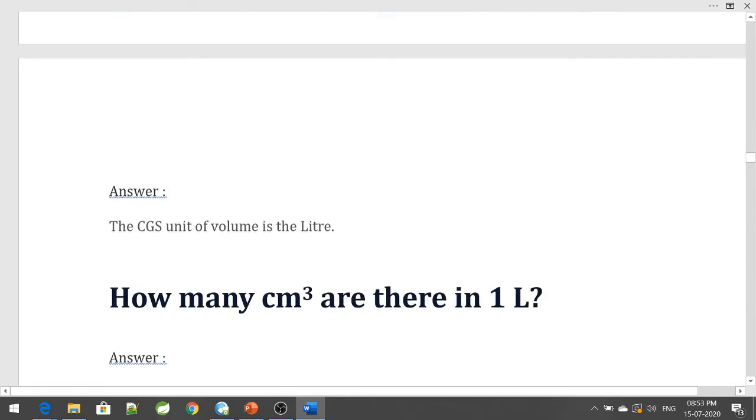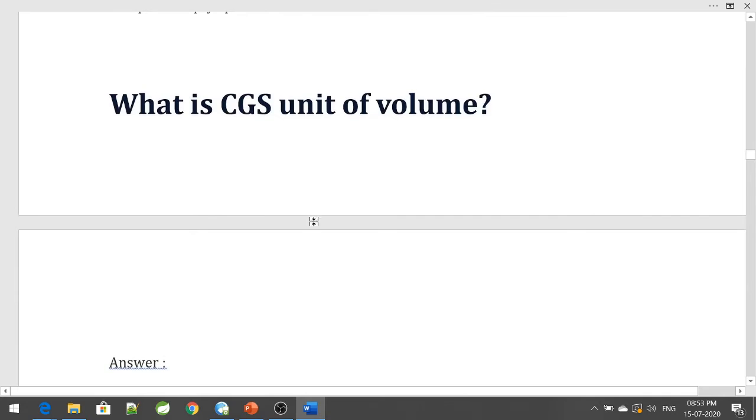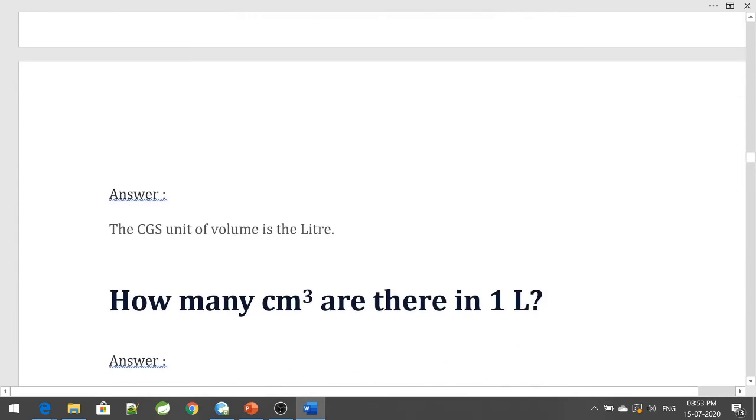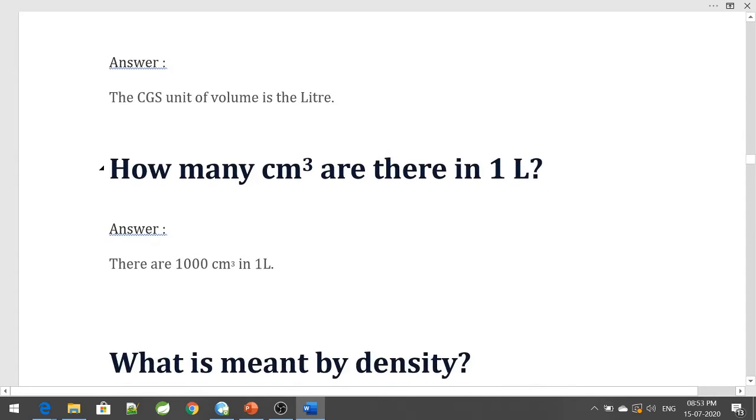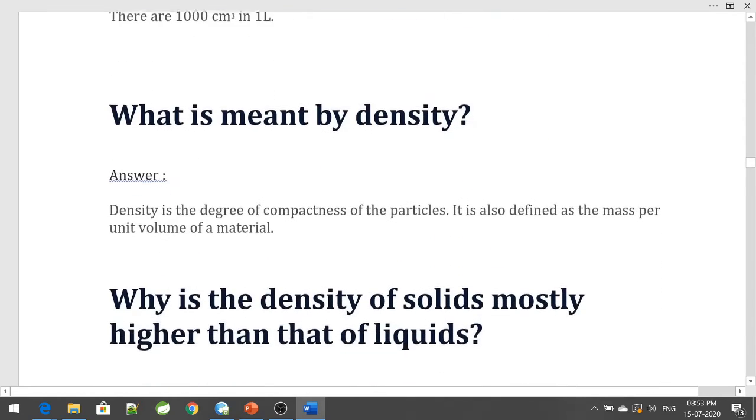What is the unit of volume in CGS? The unit is liter. And how many centimeter cubes are there in 1 liter? 1000 centimeter cube. These are the small questions.